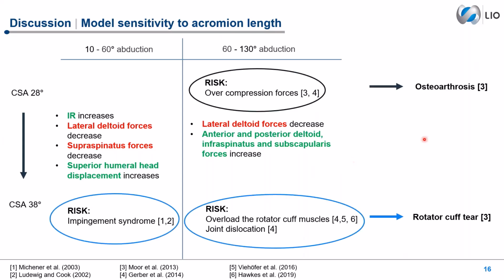So we find the same consequences as in other studies: a small CSA can be at risk of osteoarthrosis because of the increase of the compression forces, and a high CSA, so above 38 degrees, can be at risk of rotator cuff tear, either with impingement syndrome, overload of the muscle, or joint dislocation.